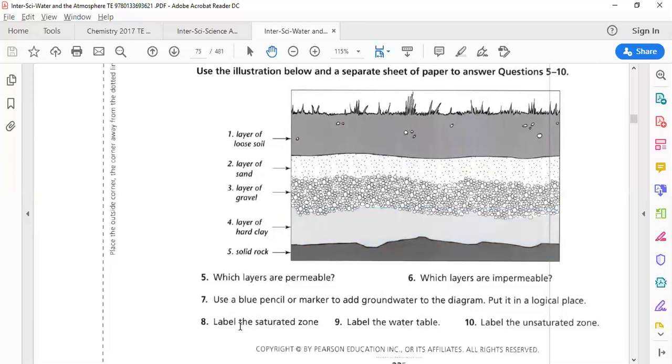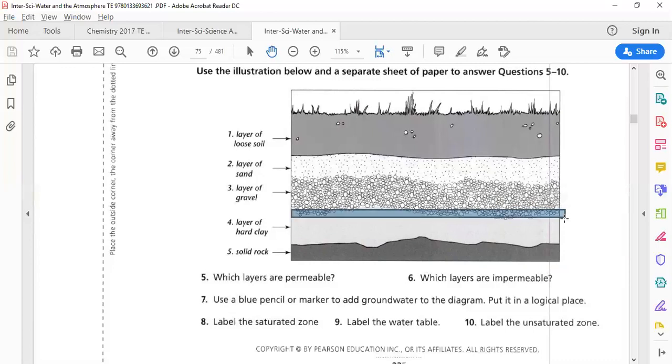Number 8, label the saturated zone. The saturated zone will start from the hard clay and go to the bottom, up till the end. Number 9, label the water table. The water table will be in this area at the end of the gravel. You can make it by a line here, and that will be the water table, the top of the saturated layer.